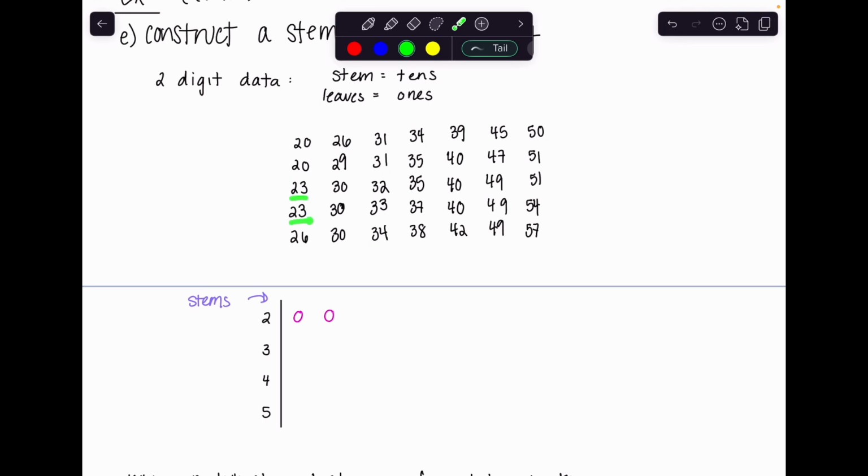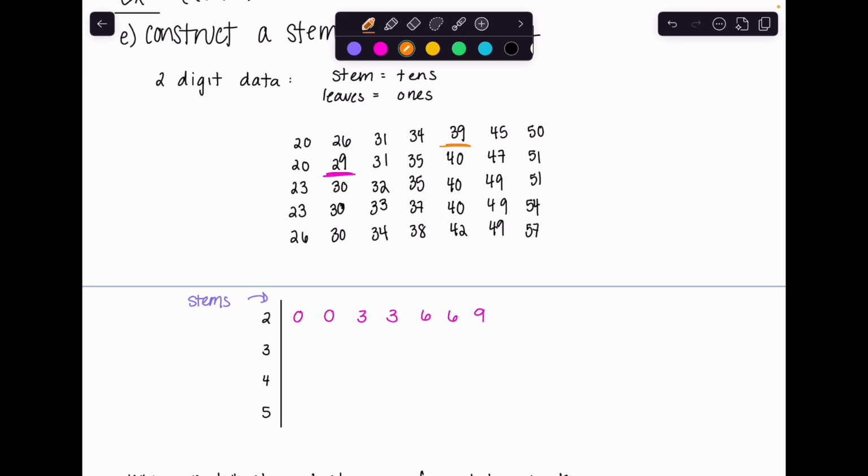Then I've got 2 values that are 23, so I'm going to put 2 3s. So this tells me I have a 20, 20, 23, 23. Then I've got 2 26s, so I put 2 6s. And then finally, my last data value that starts with a 2 is 29, so I end with a single 9. Okay, so I'm just going to put the separation to make life a little bit easier. Those are all of my values that started with a 2.